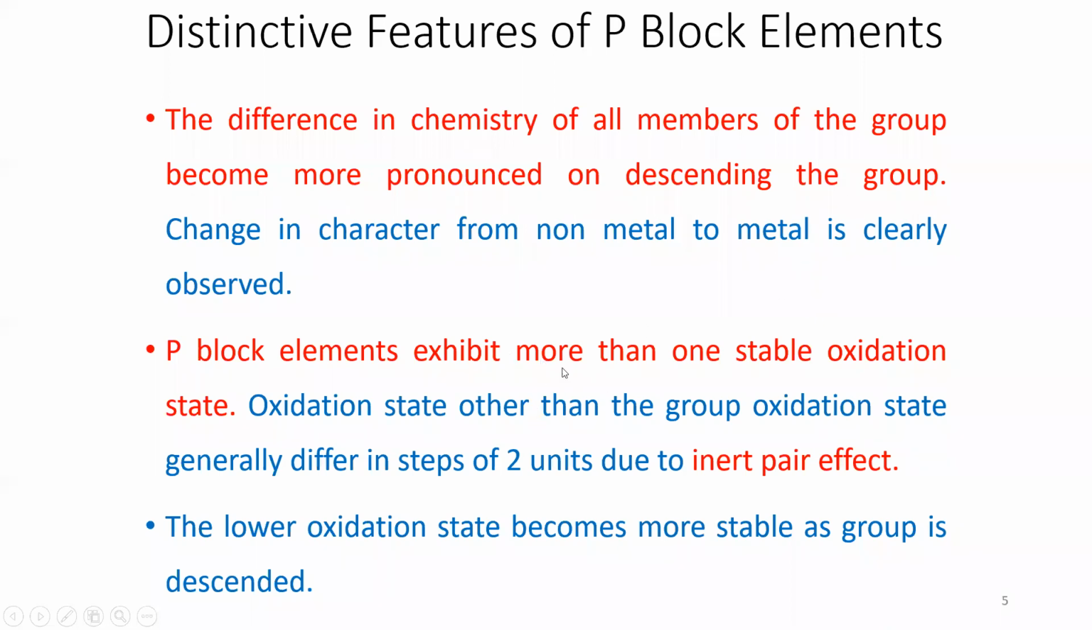So for the oxidation state, they usually differ by 2 units. What do I mean by that? If you look at group 14, they usually have oxidation states of +2 and +4. So they differ in steps of 2 units. For your group 15, you normally have oxidation states of -3, +3, +5. So there's a difference of 2.